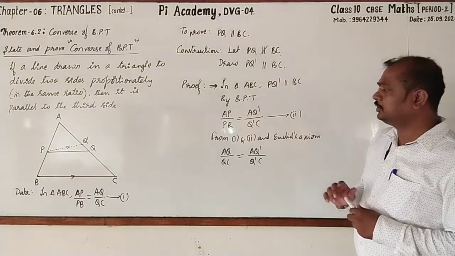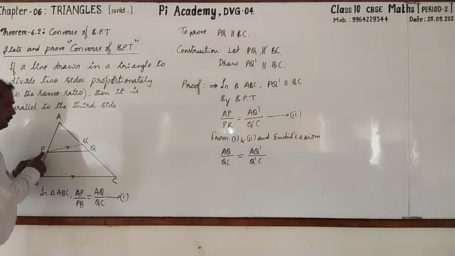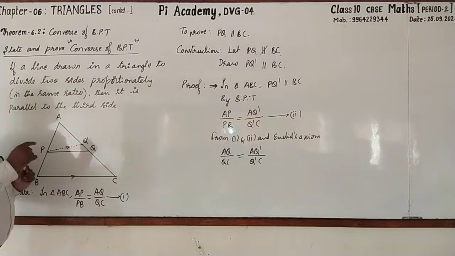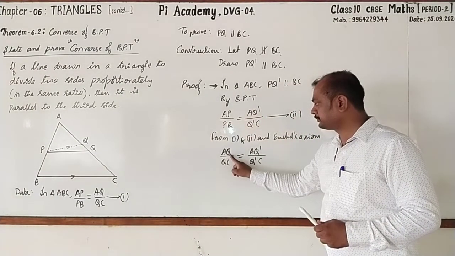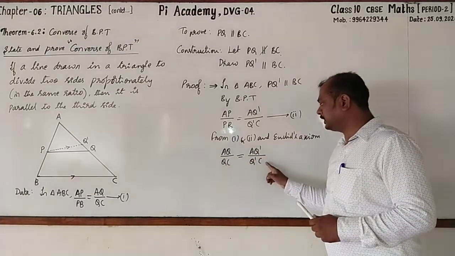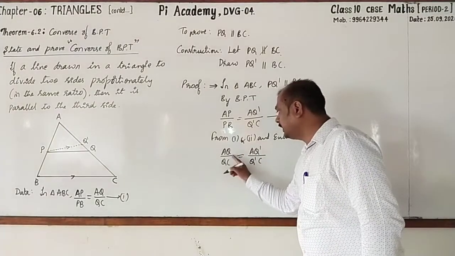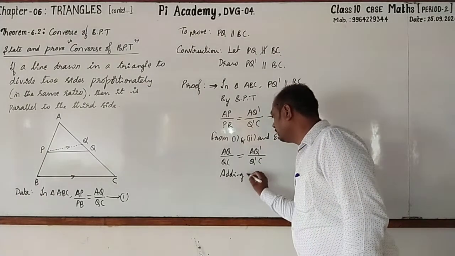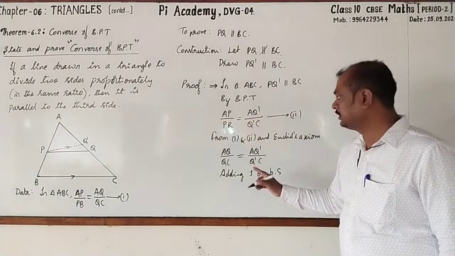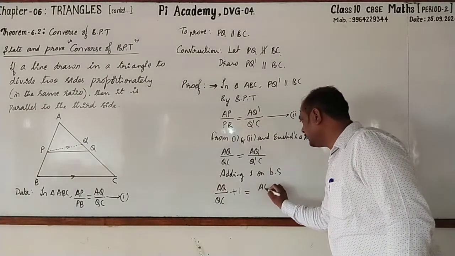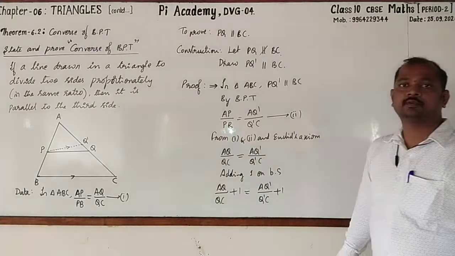Written up? Next, look here. We have assumed that PQ dash is parallel to BC, but we are going to prove that PQ is parallel to BC. For that, Q and Q dash must coincide, right? How to do that? Very simple. Look here: AQ by QC is equal to AQ dash by Q dash C. We want Q and Q dash to coincide. Hence I add 1 on both sides. Why? You will come to know that. AQ by QC plus 1 is equal to AQ dash by Q dash C plus 1.